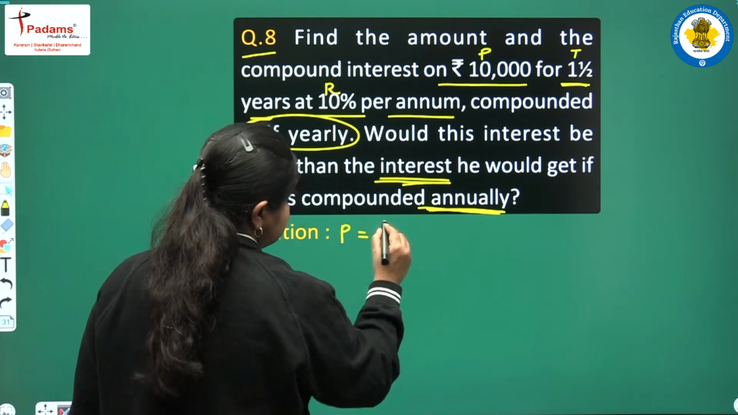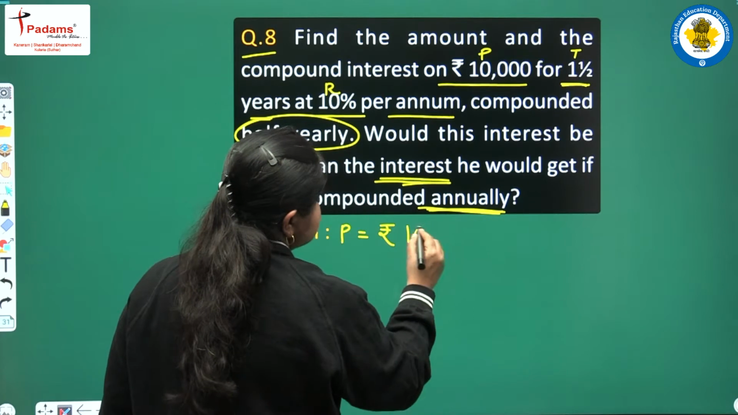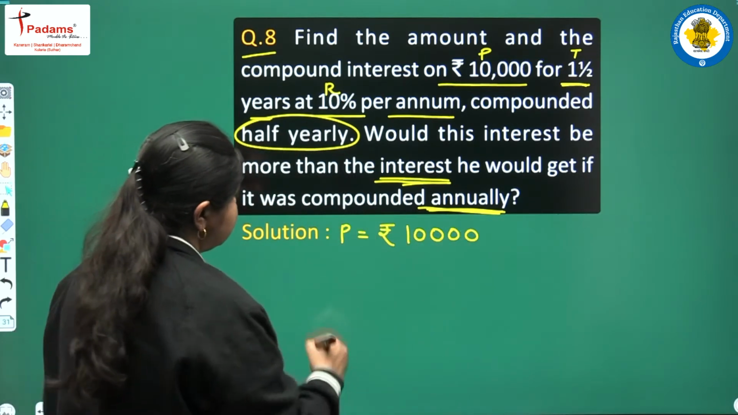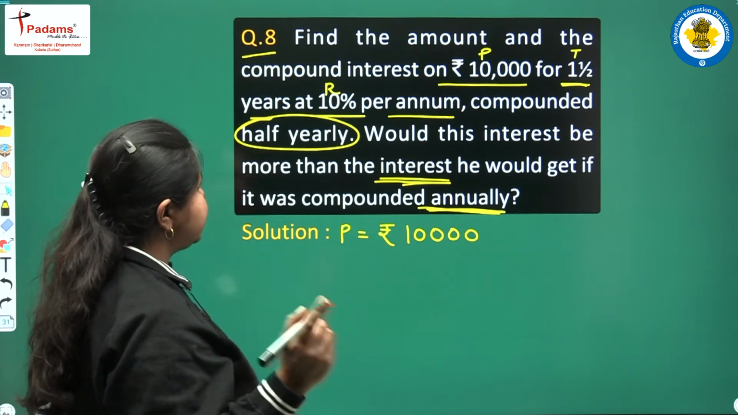P is equal to rupees 10,000. Then the rate and time for half yearly computation, let us write it here.